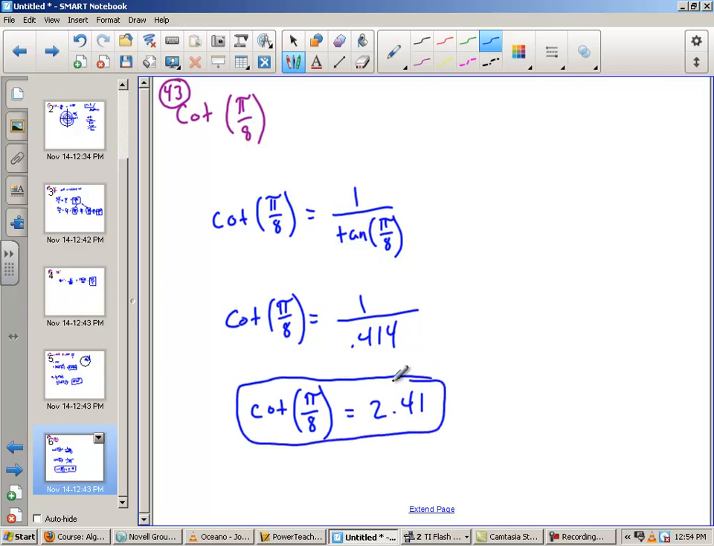And there you have it. That's it. So you might have to use those inverse properties or the reciprocal properties on some of them.